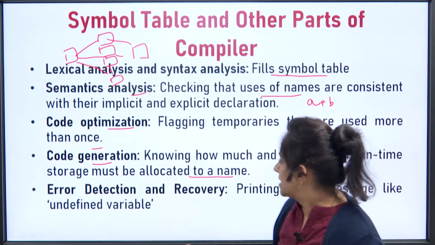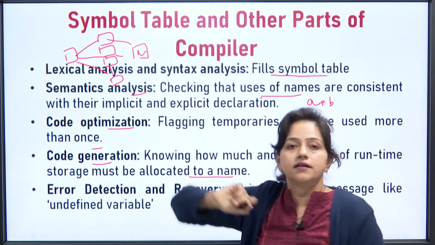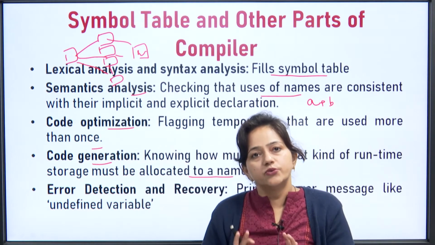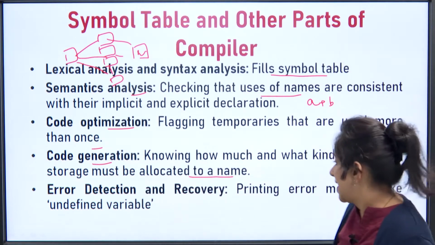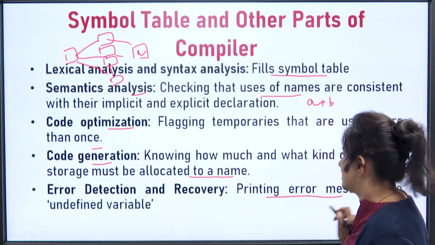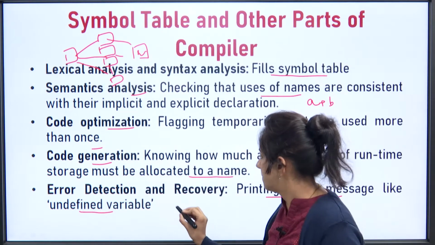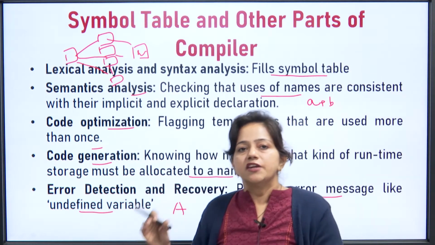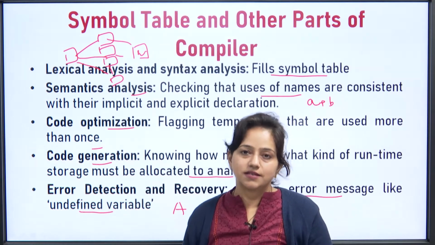Now, next is the error detection and recovery routine. So, here also it uses the information that is stored in the symbol table, like printing error messages. For example, undefined variable: suppose there is some variable capital A that is undefined in a program, then it will prompt us an undefined variable A type error diagnostic message.